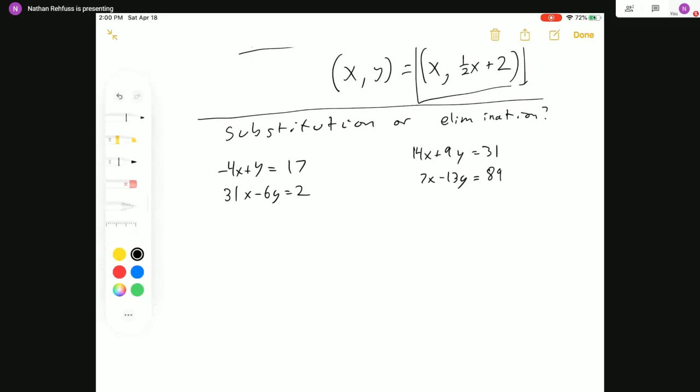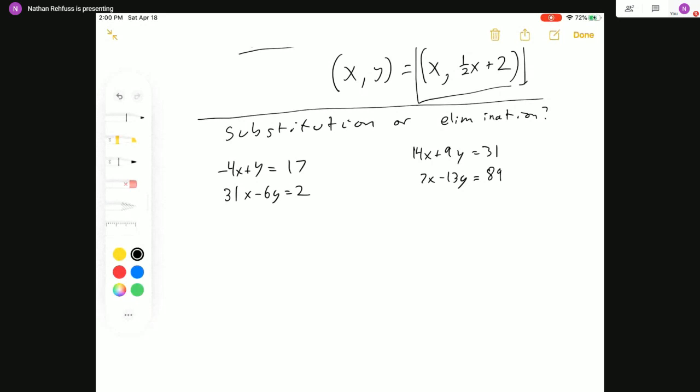Hello again. In the third part of this lesson on Chapter 11, I'd like to give you some tips about whether to use substitution or elimination, and then we'll talk about what to do if you have three variables and tackle an especially thorny story problem. First off, substitution or elimination.